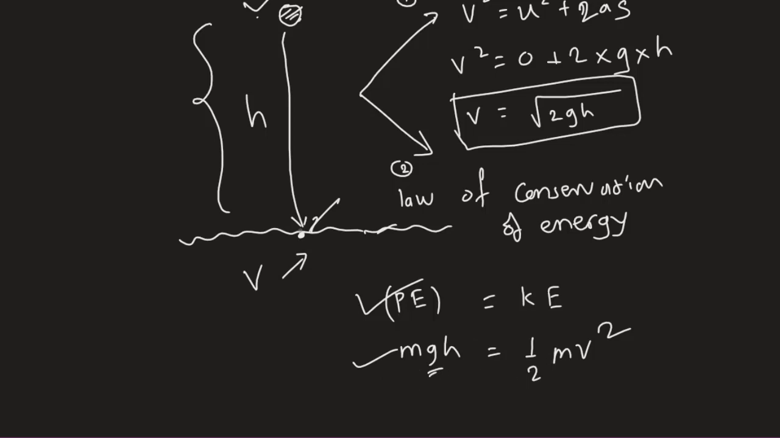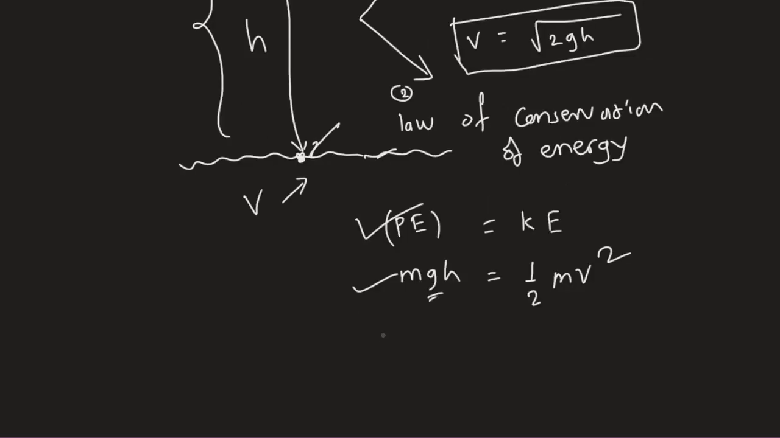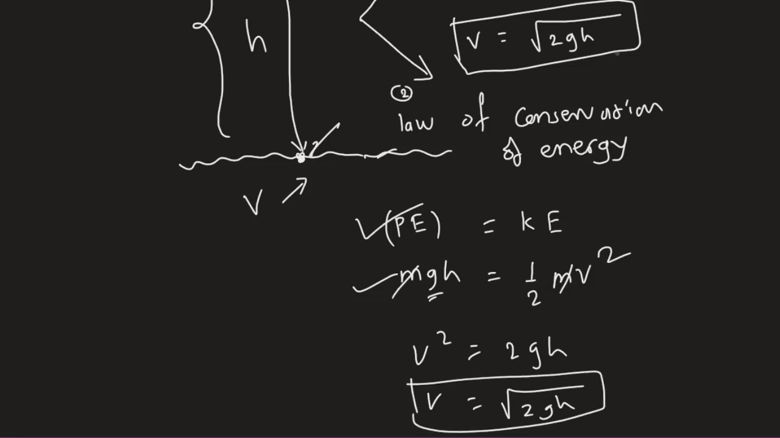At that point when the ball hits the ground, let us say the velocity is v at that point and we know the mass. So you can see here m gets cancelled out and we can write v square is equal to 2gh. So v is equal to under root of 2gh. So you can see that this equation and the equation over here, they are one and the same thing.